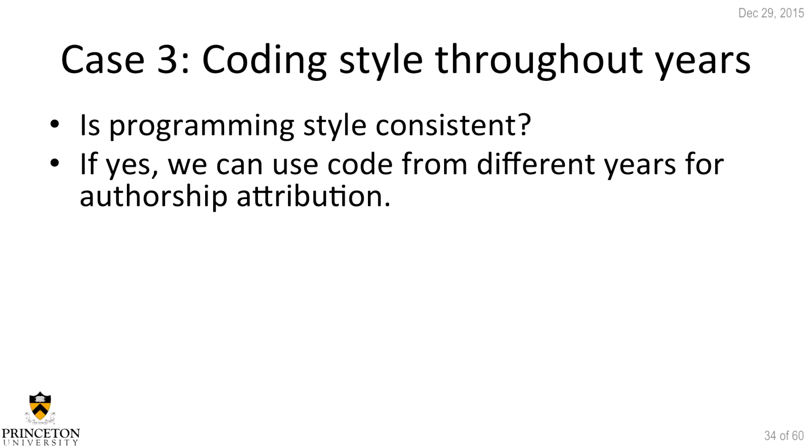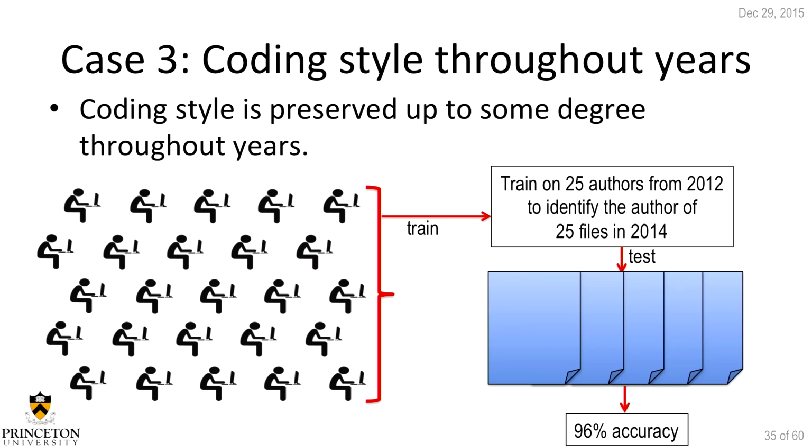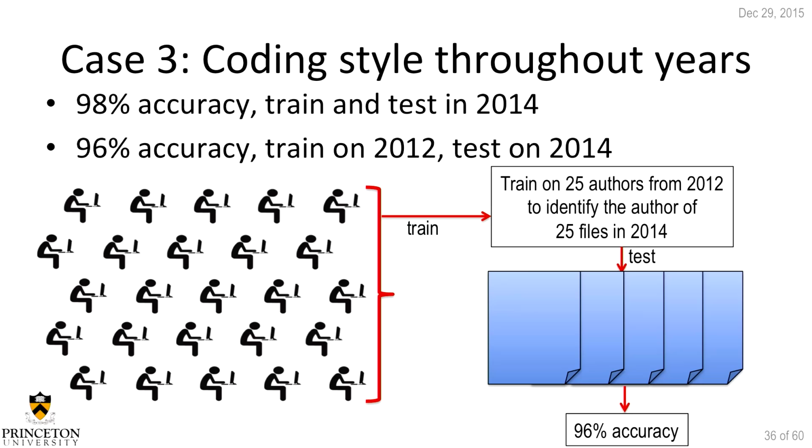What happens to coding style throughout the years? We want to see if coding style is consistent, because if that's the case, we can take someone's code from 10 years ago and test on code from this year. For this, we took 25 authors from 2012, trained a classifier on them, and our test data came from 2014. We were able to correctly identify them with 96% accuracy. If we were trying to do this within 2014, the accuracy was 98%. So there's a 2% change in accuracy, which shows that coding style is still persistent throughout the years.